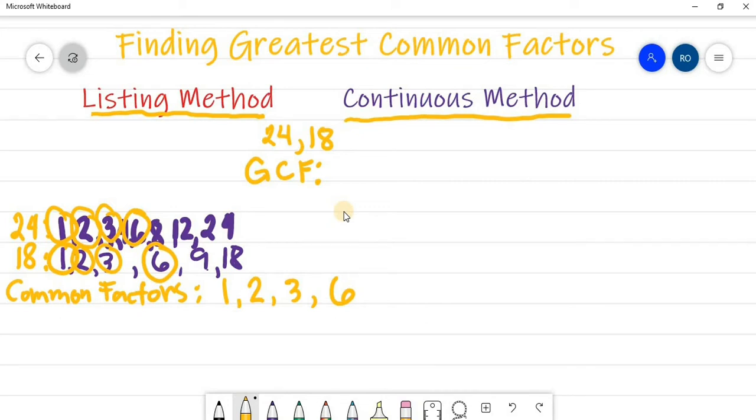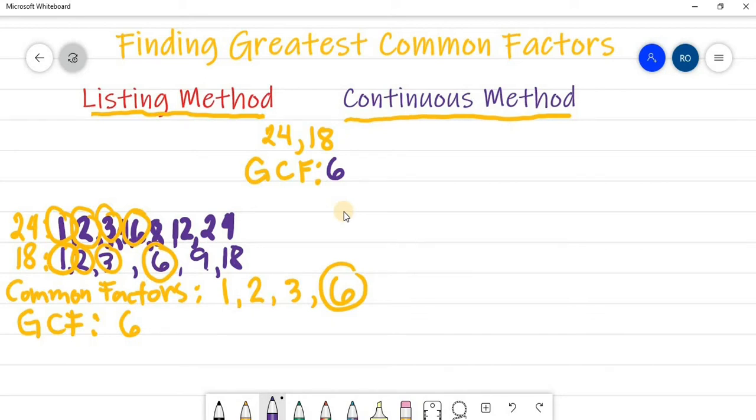Let's write the GCF, or the greatest common factor. So what is the greatest common factor? So among the common factors 1, 2, 3, and 6, the greatest or the biggest common factor is 6. So therefore, the greatest common factor of 24 and 18 is 6.